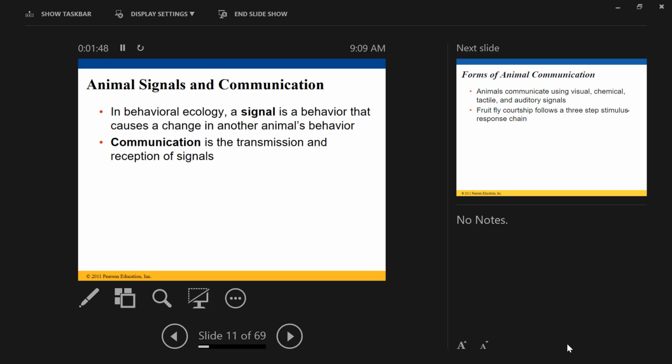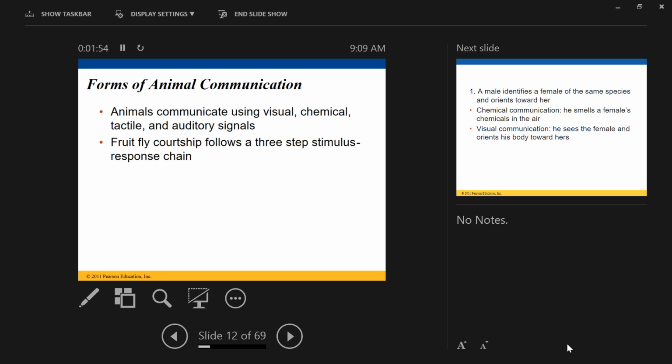And then the signal is any behavior that elicits some response from another individual. So, forms of animal communication. They can be visual, they can be chemical, they can be tactile, they can be auditory. And so visual cues, those are fairly obvious, right? Back to the fiddler crab.